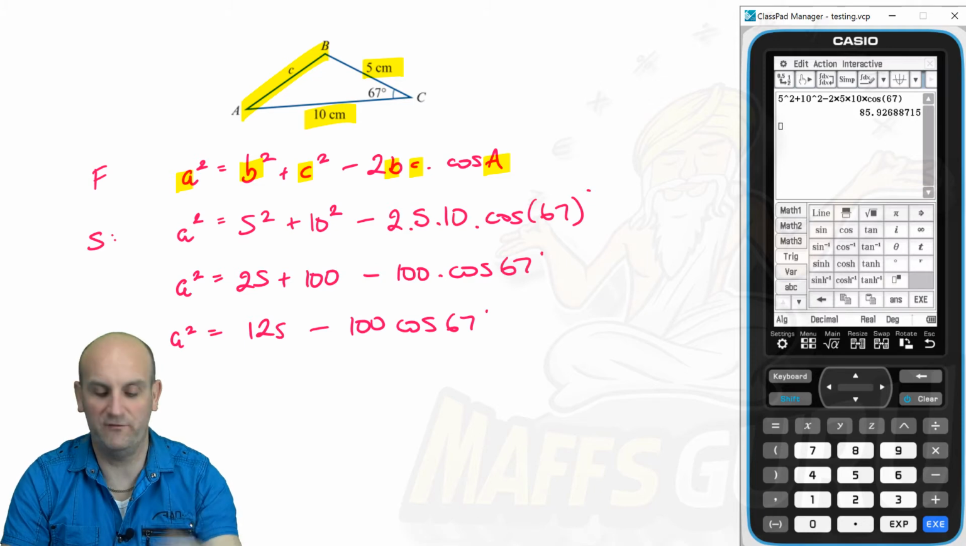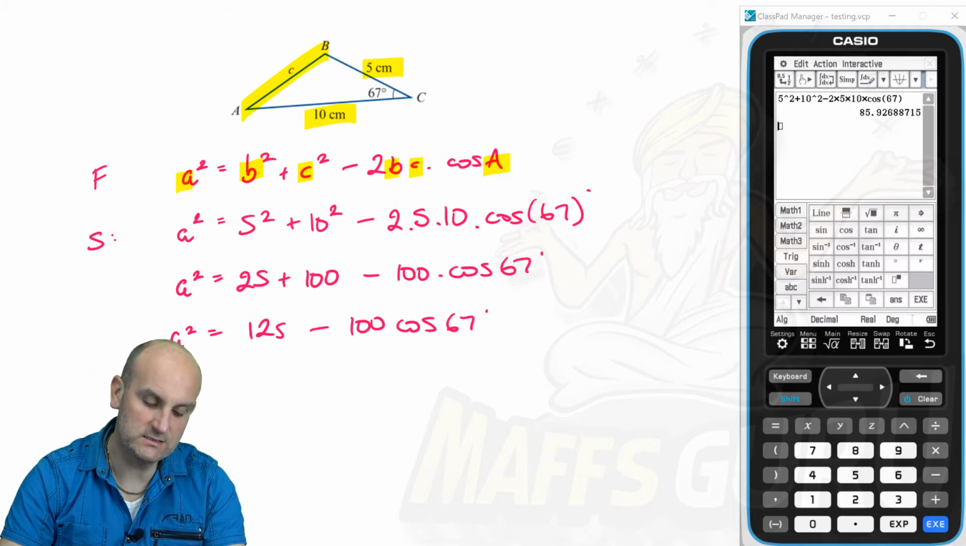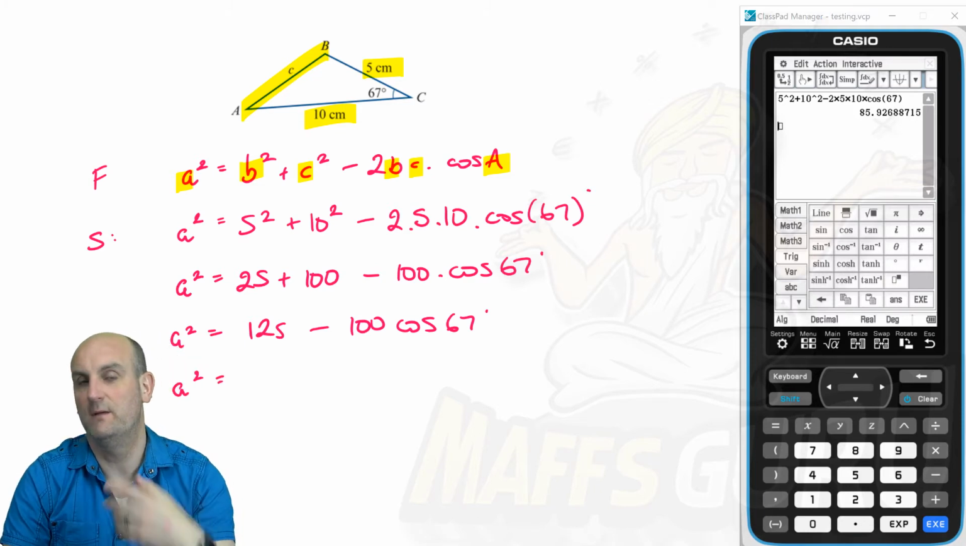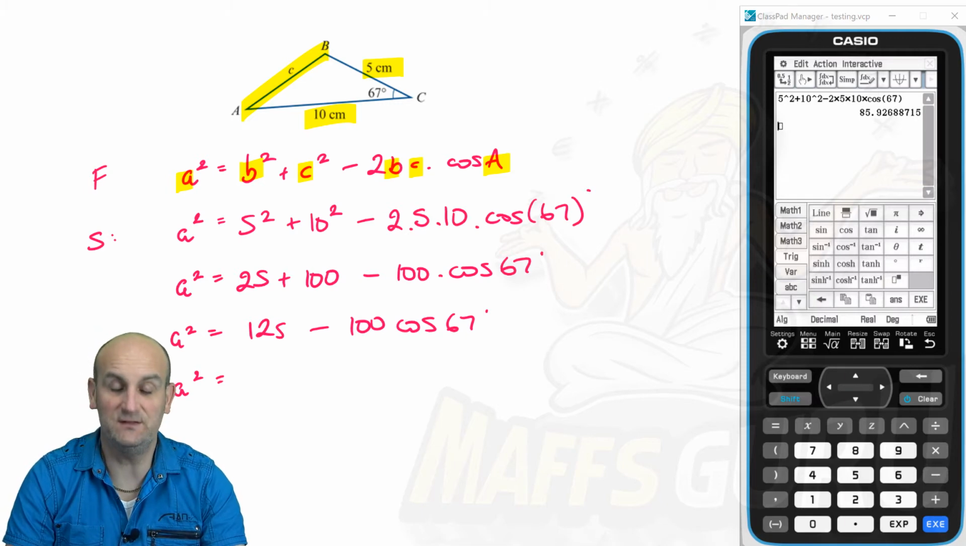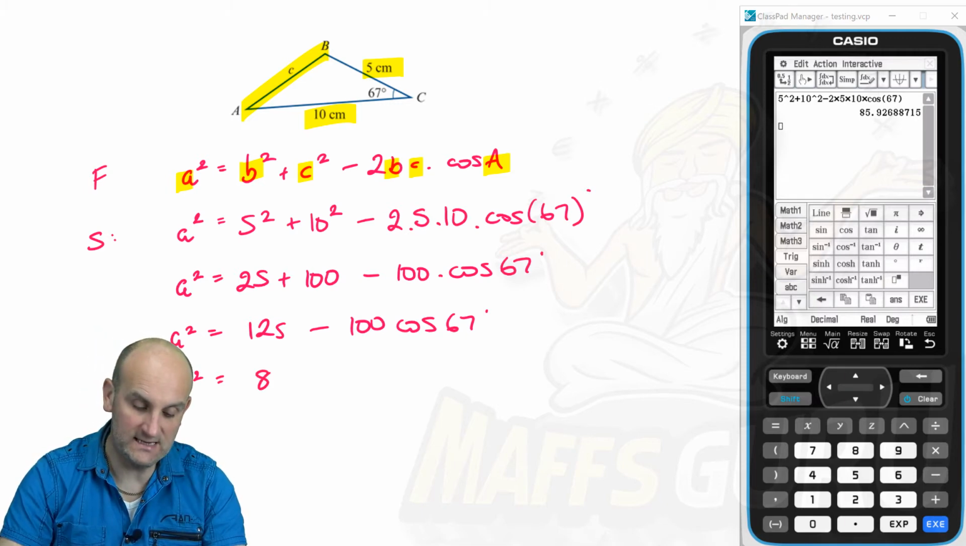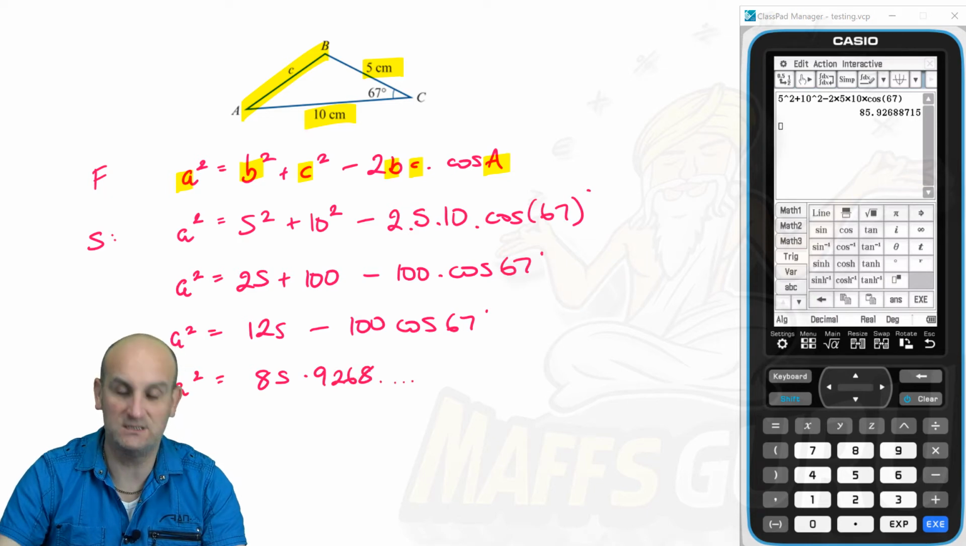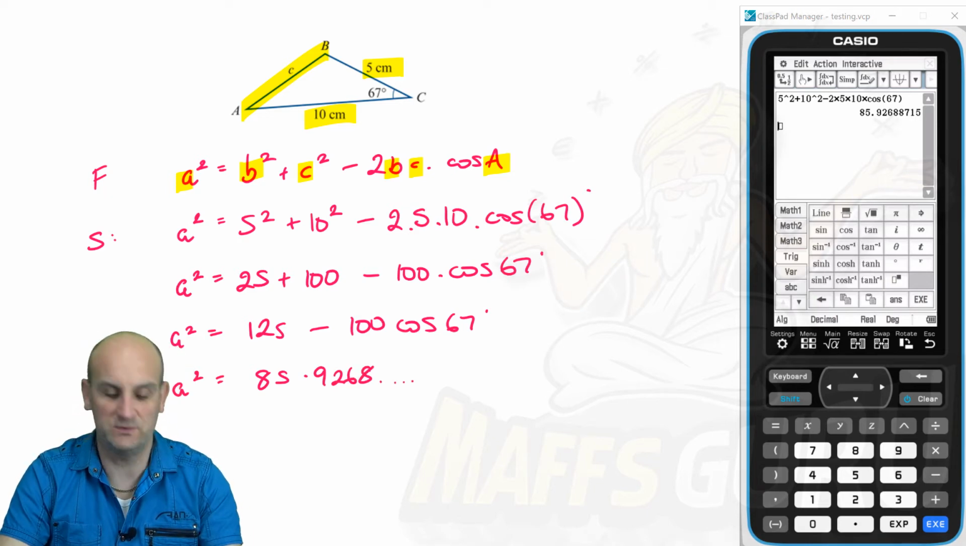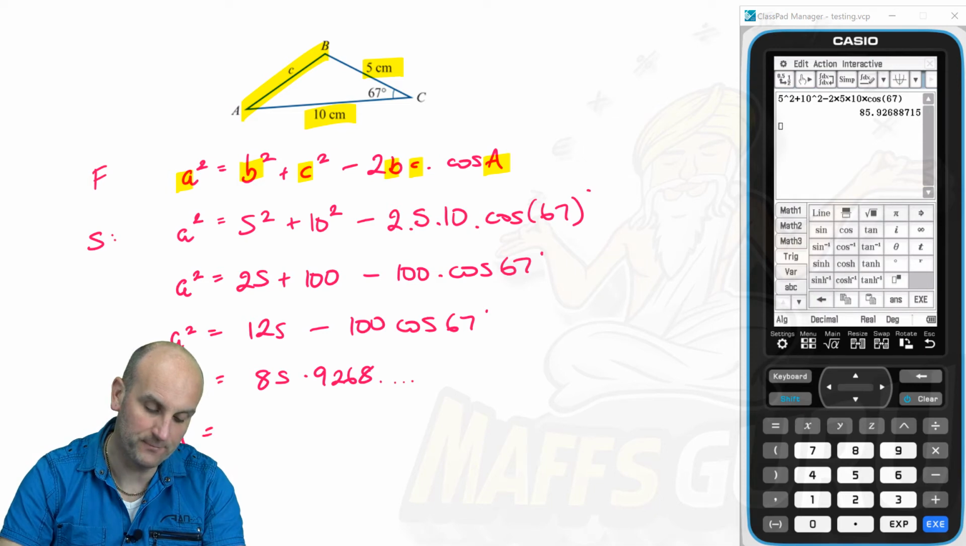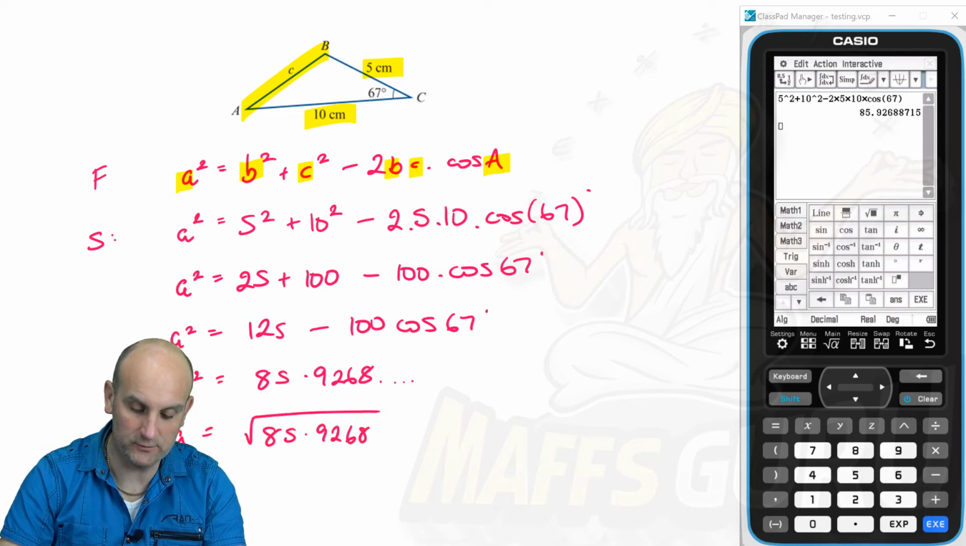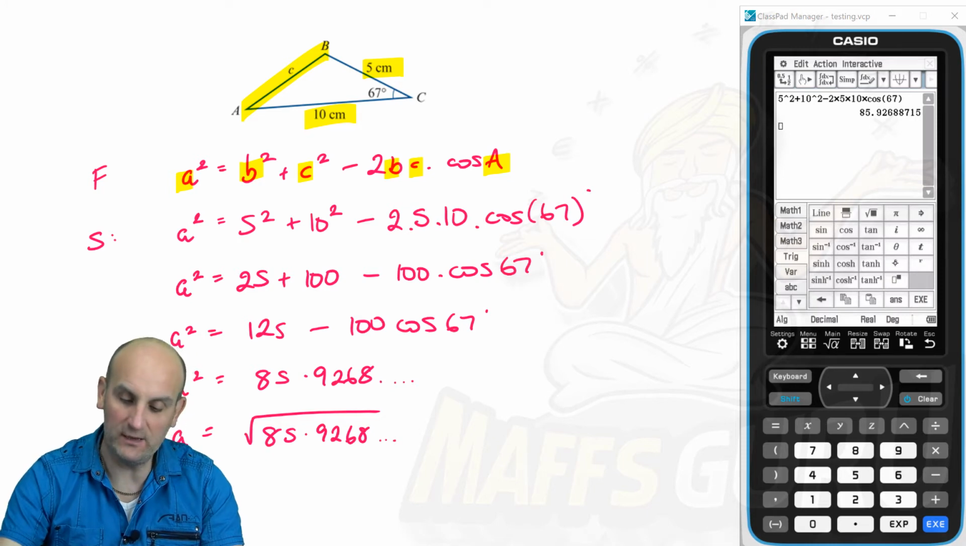That's not my final answer. And again, sadly, so many people make silly mistakes here by forgetting there's one more step to go. That's actually the value of A squared. So I've got 85.9268 ... to tell the examiner that in fact there are more decimal places. How do I get rid of a square? I square root what I had, 9268 ... which gives me the A value of, let's square root, not tan.